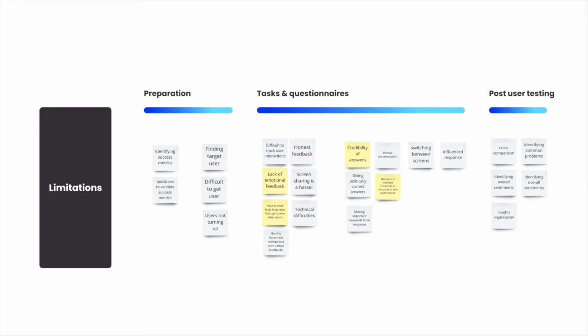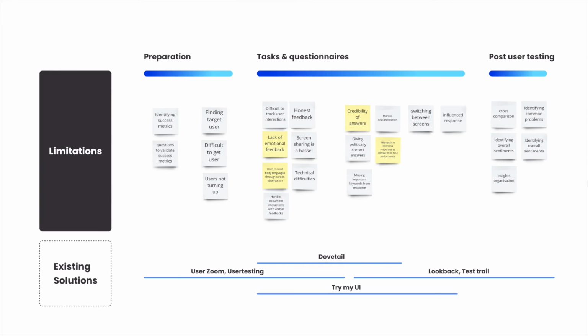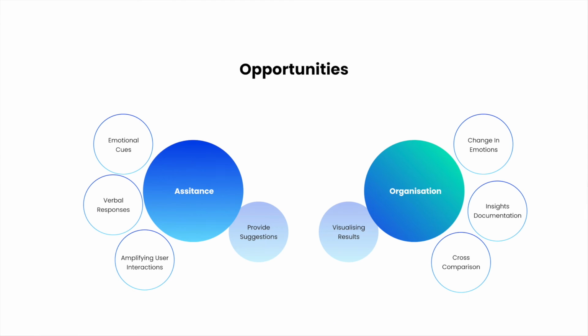Considering the insights from stakeholders and limitations of the platform from primary and secondary research, benchmarking on available solutions was done to sieve out areas for design opportunities. Two possible areas emerge. They are to provide assistance and organization of the process.